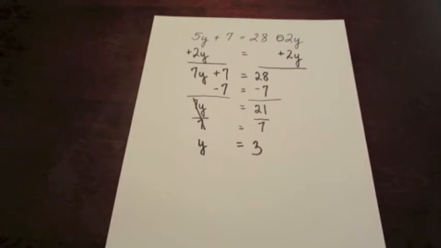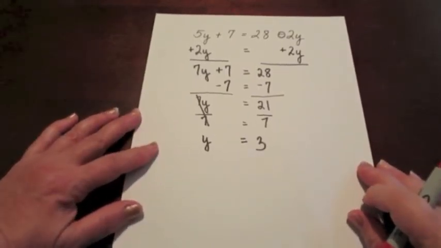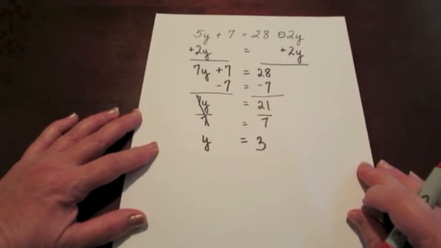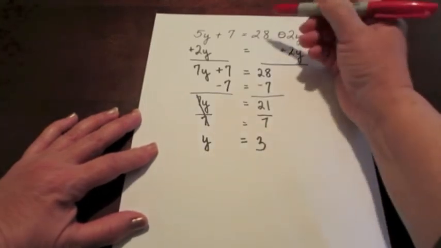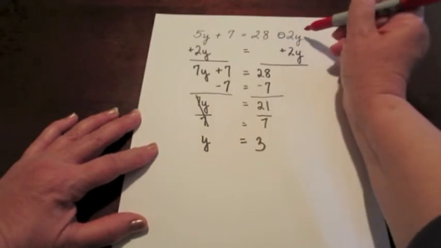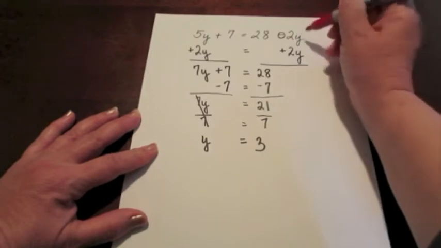Now what I'm going to do now is to show you how you can check yourself on every problem. There is hardly any math problems that you cannot check yourself on so that you're confident in the answer that you've gotten. So we're going to take the value of y as 3. We're going to go to the original problem. You always have to go back to the original because you might have messed up somewhere along the way. So we go back to the original.